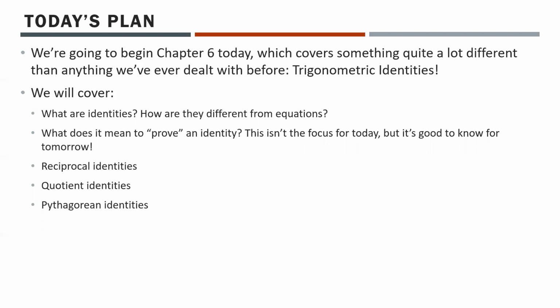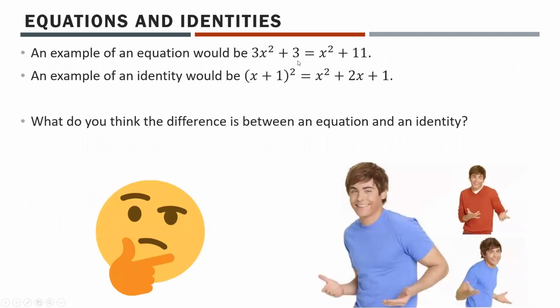There's three different types of identities that we're going to learn today: reciprocal identities, quotient identities, and Pythagorean identities, also called Pythagorean, if you want to pronounce it that way, identities. You don't need to know that they're all different, really. I would actually suggest you don't group them into different things, but we'll get to it when we get to it.